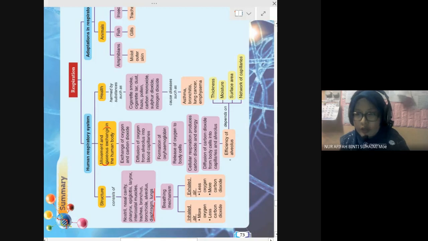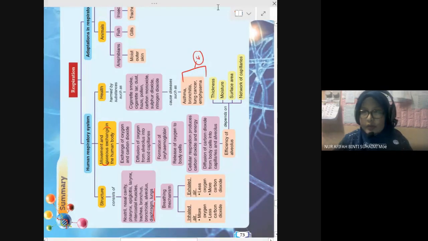Okay, efficiency of alveolus, we have 4 characteristics: the thickness, one cell thick, moist, surface area big because of millions of alveoli, a network of blood capillaries around the alveolus. Okay, and then health. The effect of harmful substances. What are the harmful substances inside the cigarette tar? Okay, the effect to our human respiratory system, the disease. Okay, we have 4. This is what I explained earlier.